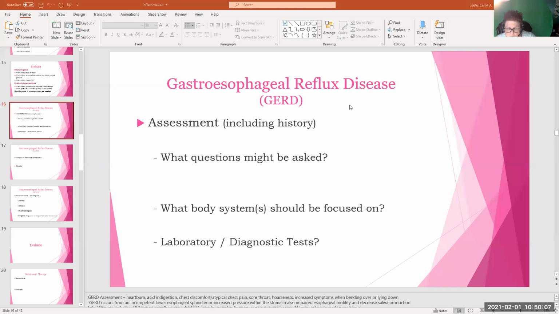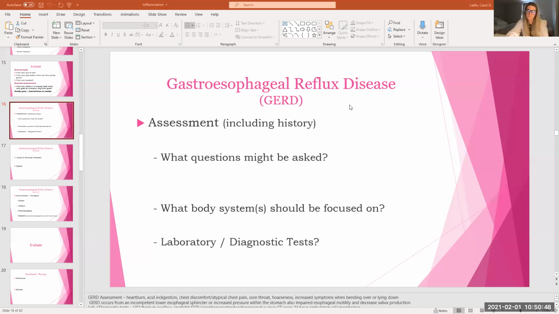So the problems with GERD are pain and ineffective health maintenance. They need to be ready to learn about changing their lifestyle and nutrition possibly, and they have a risk for aspiration. So the goals: we want to relieve their discomfort, heal any erosion, and have them adhere to those changes. So the interventions, okay, to decrease that pressure on the stomach, what might be a good thing?